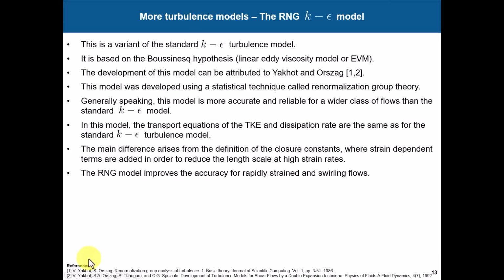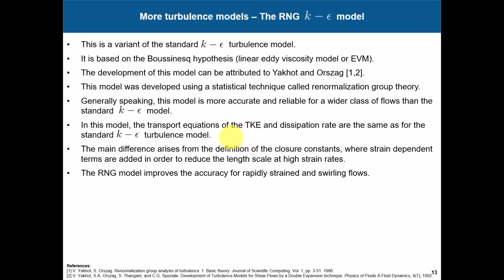As usual, here you have the references. So this is derived from the standard K-Epsilon, and for the developments you have the two references. As usual, Boussinesq hypothesis, it's a linear viscosity model. It is based on the renormalization group theory, which is very mathematical, and I don't follow that very well. Then, this model is more reliable than the standard K-Epsilon for a few applications. Also, it suffers the same deficiencies, that is, it is for wall modeling.